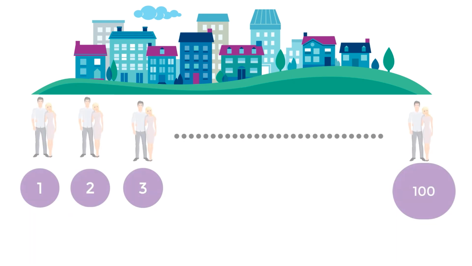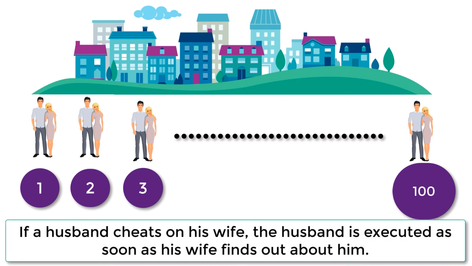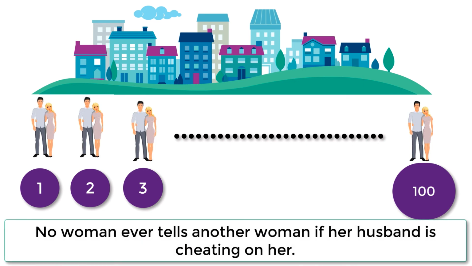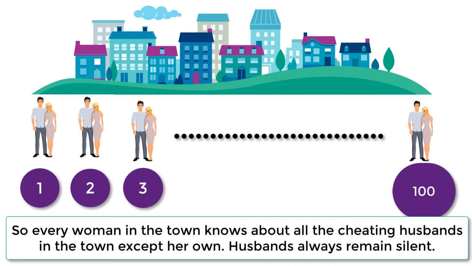A certain town comprises 100 married couples. Everyone in the town lives by the following rule: if a husband cheats on his wife, the husband is executed as soon as his wife finds out about him. All the women in the town only gossip about the husbands of other women. No woman ever tells another woman if her husband is cheating on her. So every woman in the town knows about all the cheating husbands in the town except her own.